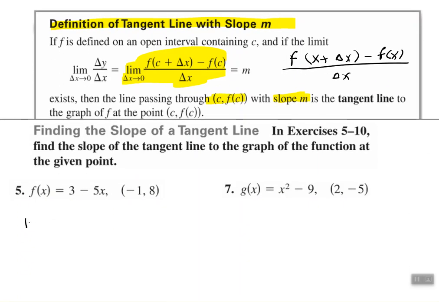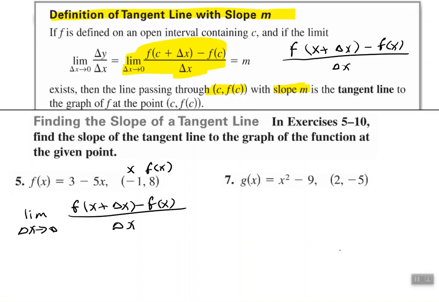Okay, so I want to find the limit as delta x approaches 0, and I'm going to write it in the x form of f of x plus delta x minus f of x all over delta x. And I'm treating this as x. We're given a point, and you can see it as c and f of c. I'm just going to write it as x and f of x. So we're given that point of x and f of x. Remember, f of x is the same thing as y.